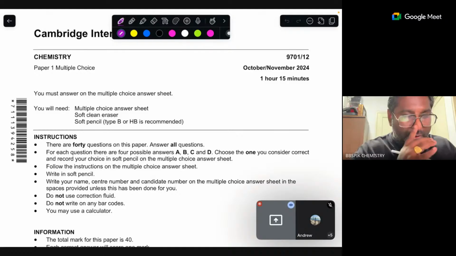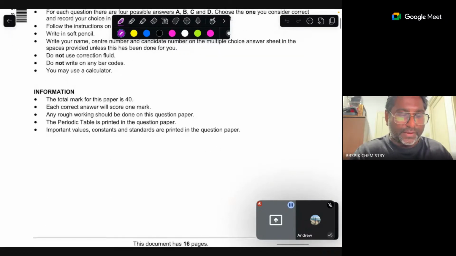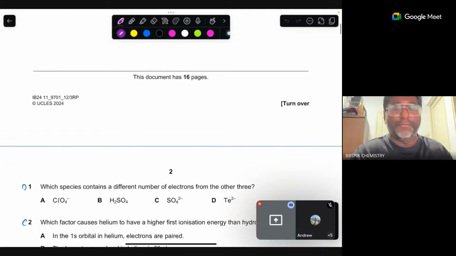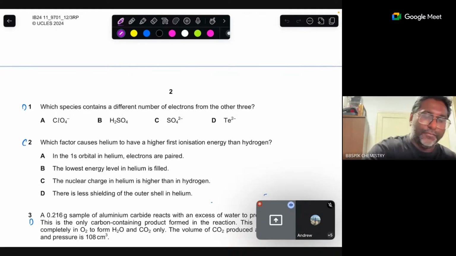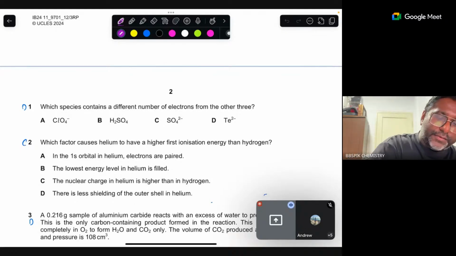Okay, so we are going to look into this MCQ paper from October, November 2024. The paper is 1 hour 15 minutes. Let's try the question. We will go a little bit slower here. Which species contains a different number of electrons from the other three?